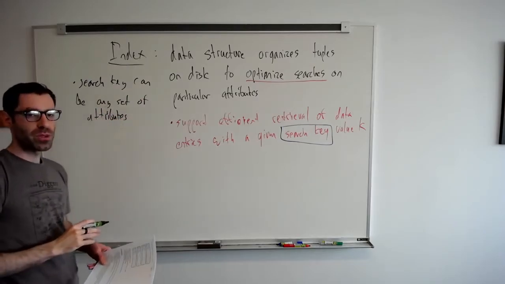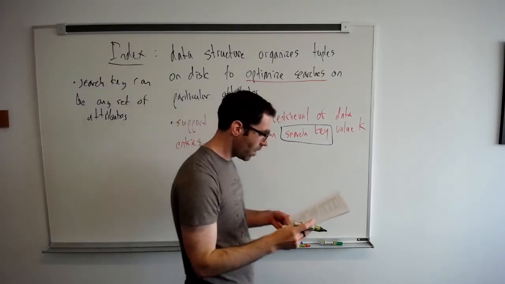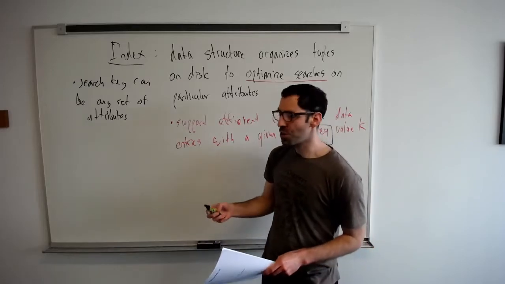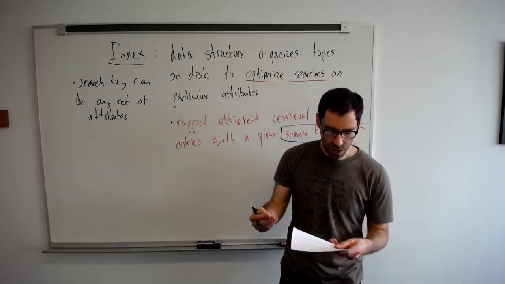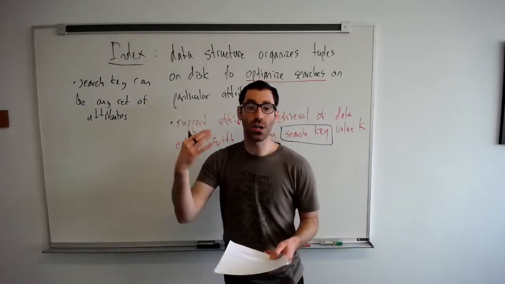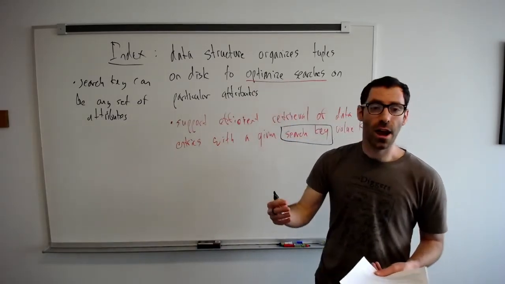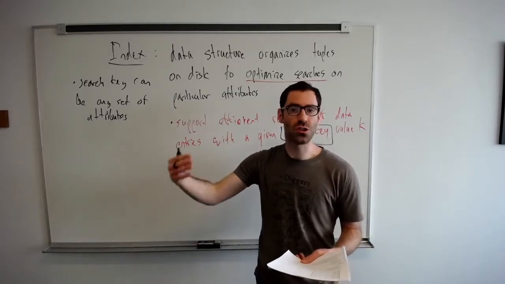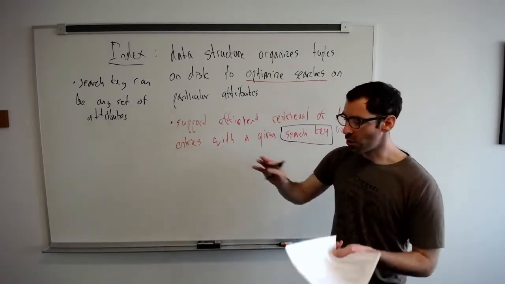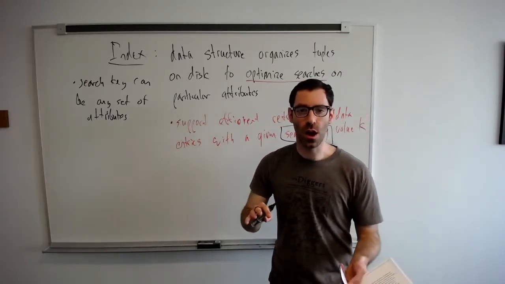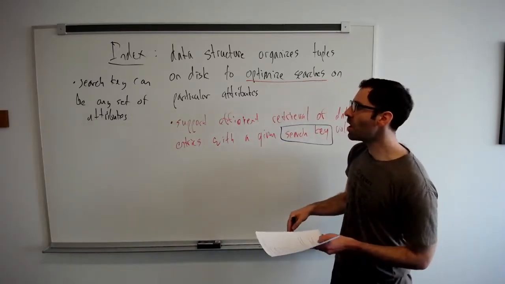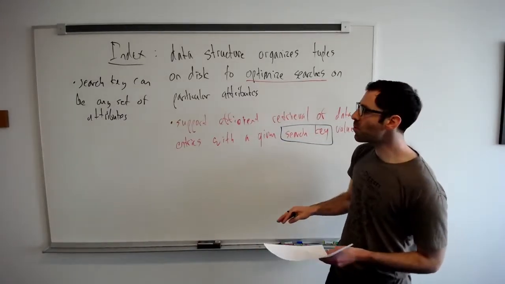Any set of attributes of our data. So we might have an index on student age, and we might have a separate index on student GPA, so that queries involving both of them can be supported. One or the other can be supported efficiently.